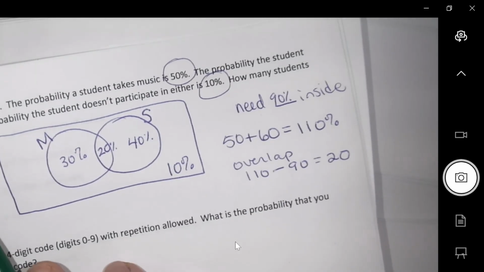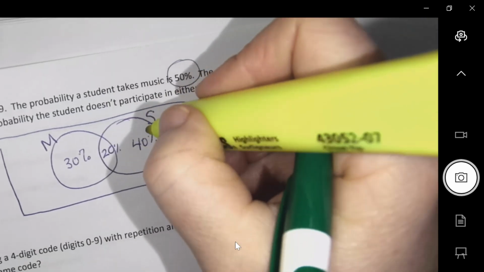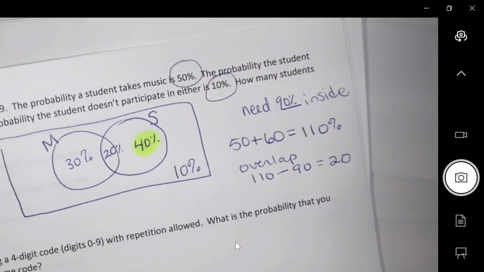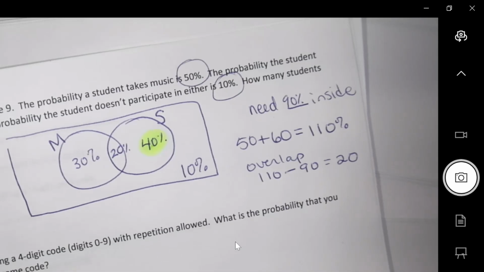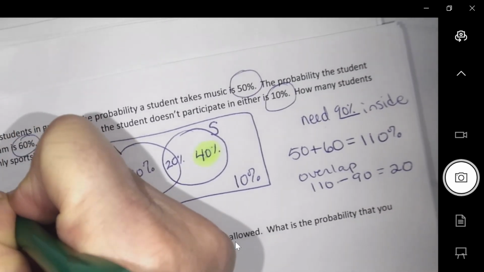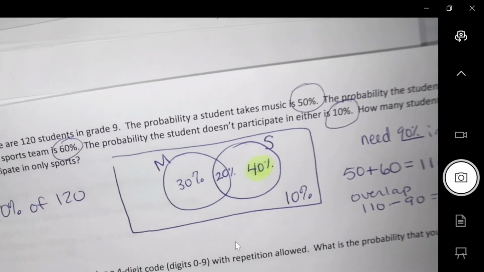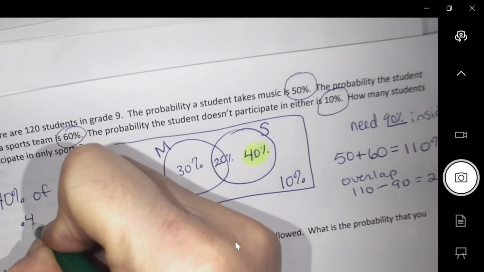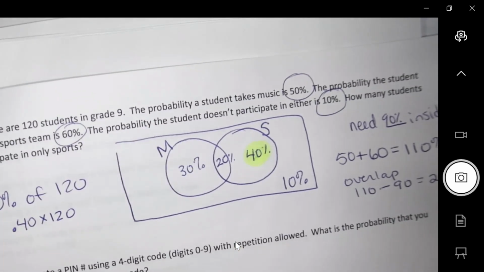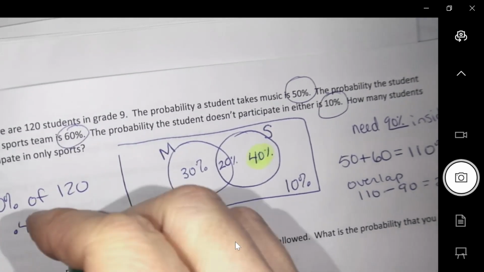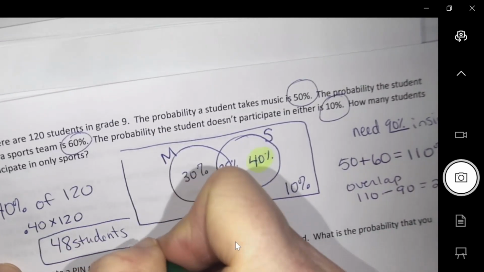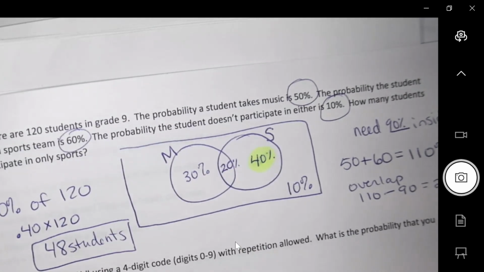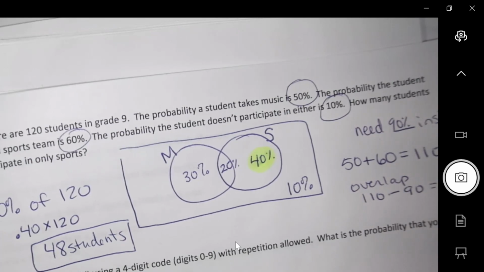So how many students participate in sports only? This is the sports only, but that's not my answer. I have to say how many students. So what am I going to do? 40% of the 120 students. So what does that make? So 48 students.